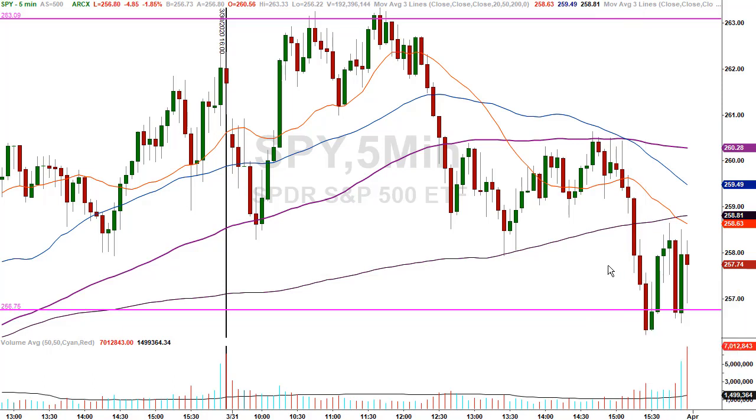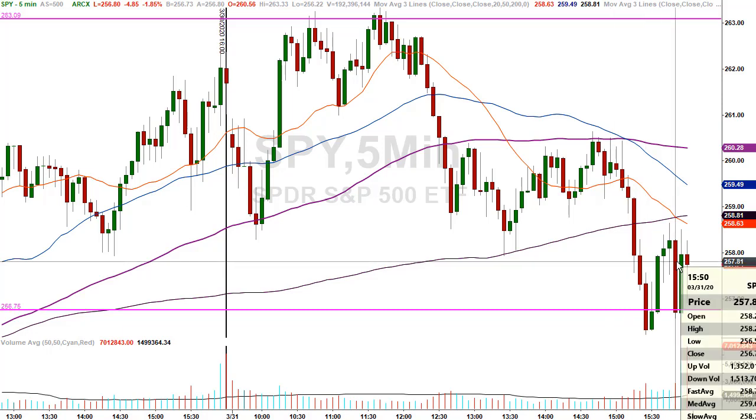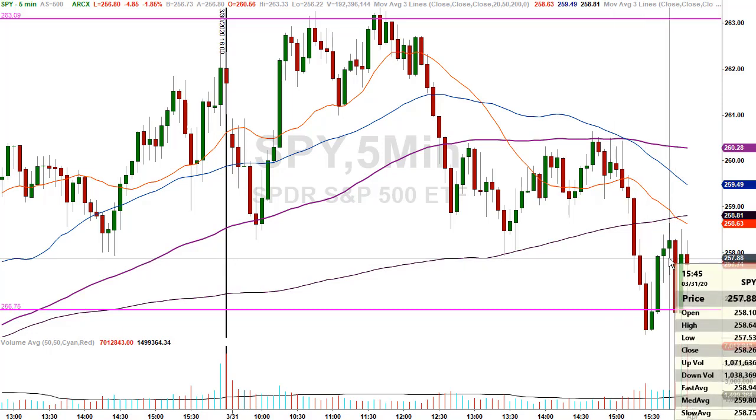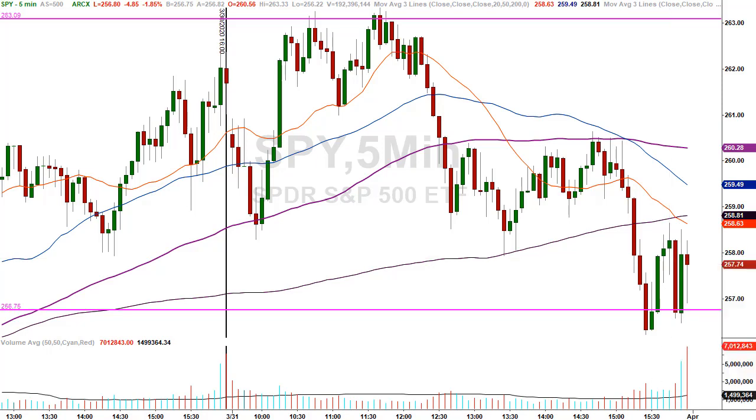And then what happened? They had a nice little rocket ride, making a high just minutes later, 258.64. We can round numbers here. That's about 20 S&P handles. That's off a number given out hours earlier, about 2 hours earlier.